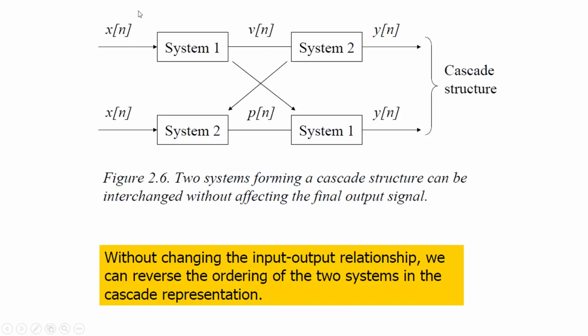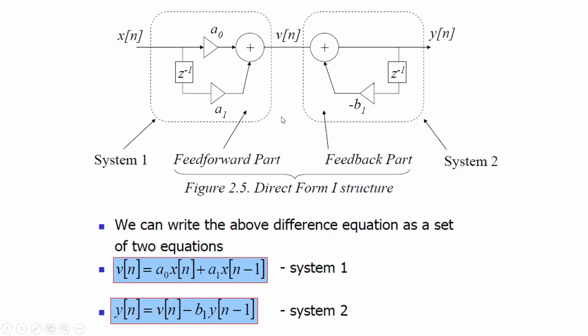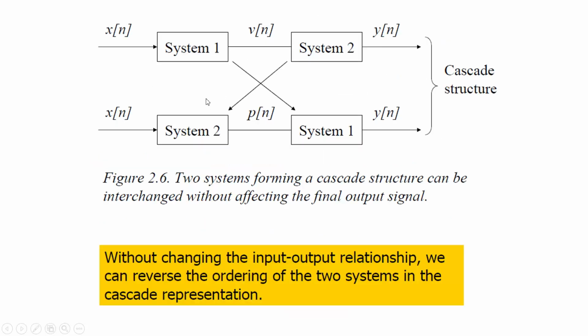Okay. Now if you see here, if I represent system 1 with vn value, then system 1 is actually a feed forward system. System 2 is represented by this portion of the overall system. This is a feedback system, right? Now if we say that xn is first passed through a feed forward system, then it is passed through a feedback system, and we get the output.